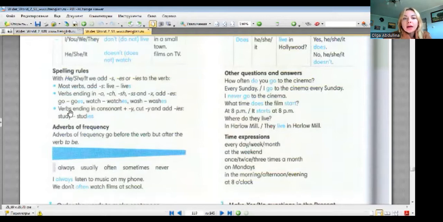The next thing that is the case when we have letter Y. A letter Y at the end of the verb. And note, letter Y must be preceded by consonant. І перед літерою Y має йти приголосна. Отже, літера Y в кінці, а перед нею приголосна, то ми маємо змінити Y на I і додаємо ES.